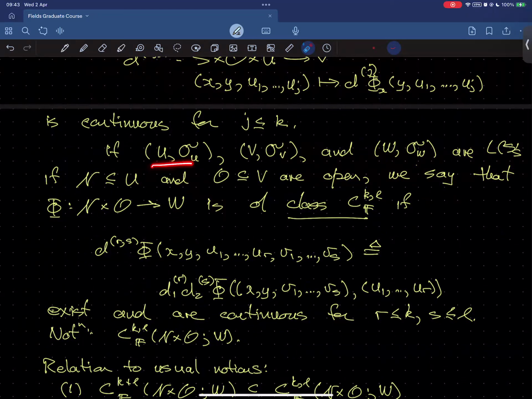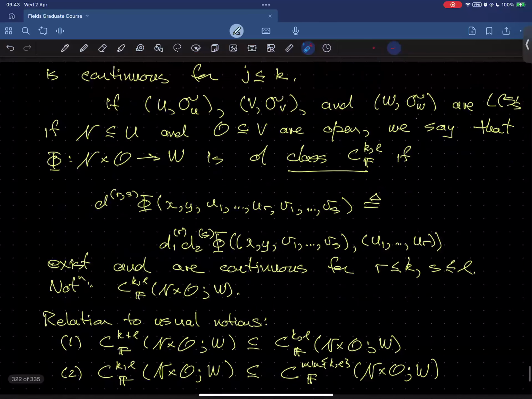My setting is U, V, W, locally convex spaces, N an open subset of U, O an open subset of V, and I have a mapping from N cross O into W. I'm going to take a K and an L, positive integers, possibly infinity, and I'm going to say that phi has this regularity. K corresponds to the first entry, and L corresponds to the second entry.